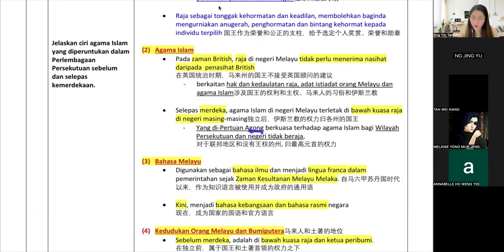Okay, so Agong will be the one in charge of those states that don't have the king. Negeri yang tidak ada raja dan wilayah persekutuan, like KL, Putrajaya, Labuan, all this area, right? Any agama Islam matter, like the rules, or the holidays, everything, Agong will announce. Agong has the power to decide.